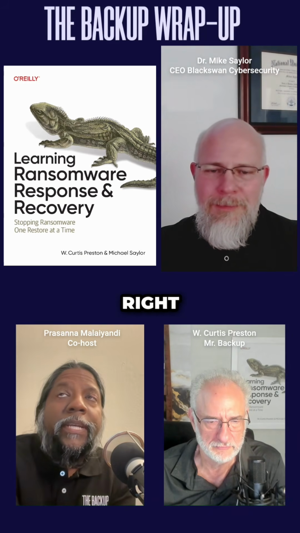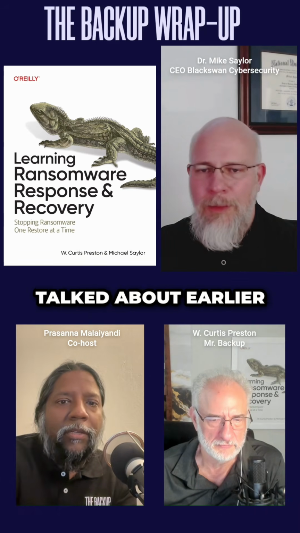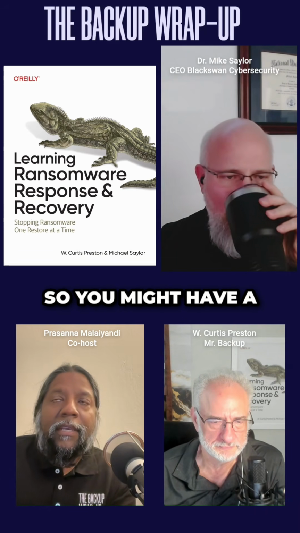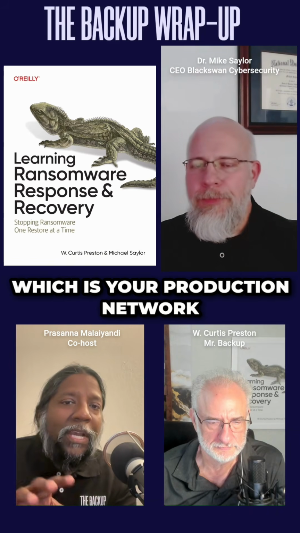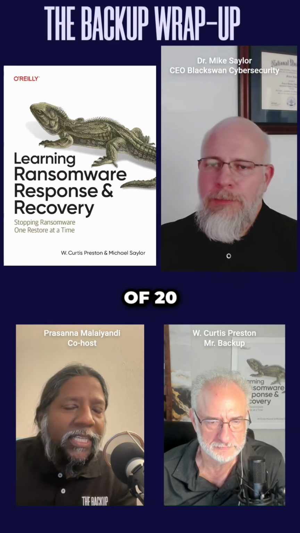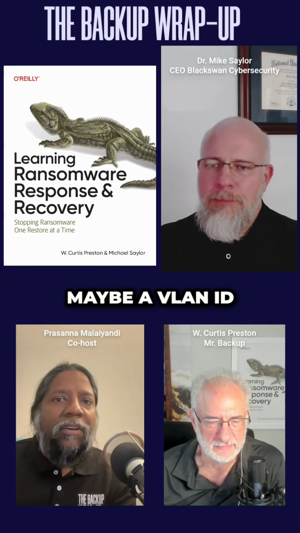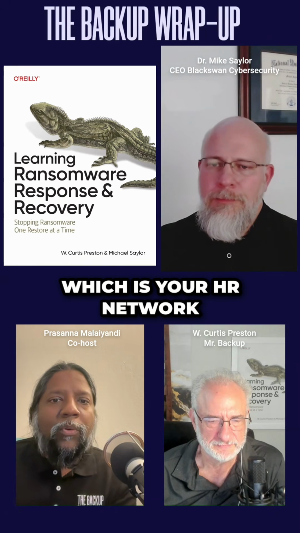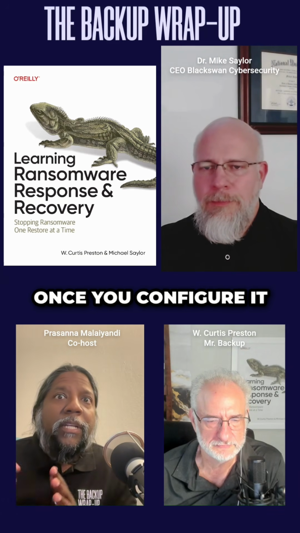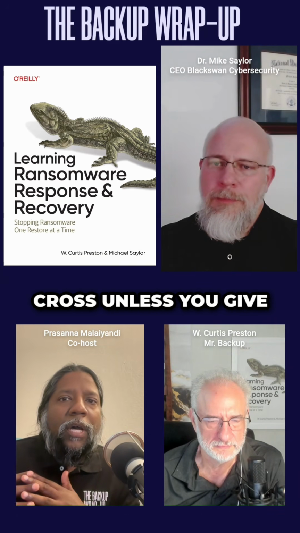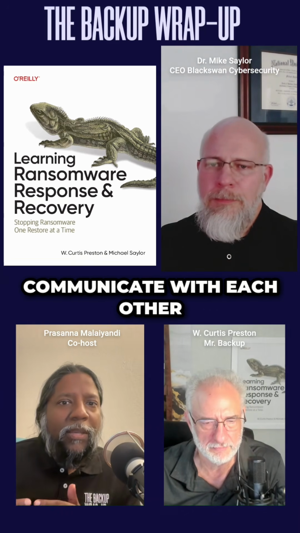So with VLANs, you're basically creating those segments that you had talked about earlier, right, Mike? So you might have, say, a VLAN ID of 10, which is your production network, maybe a VLAN ID of 20, which is your guest network, maybe a VLAN ID of 40, which is your HR network. And in most cases, once you configure it, these VLANs should not cross unless you give access for them to communicate with each other.